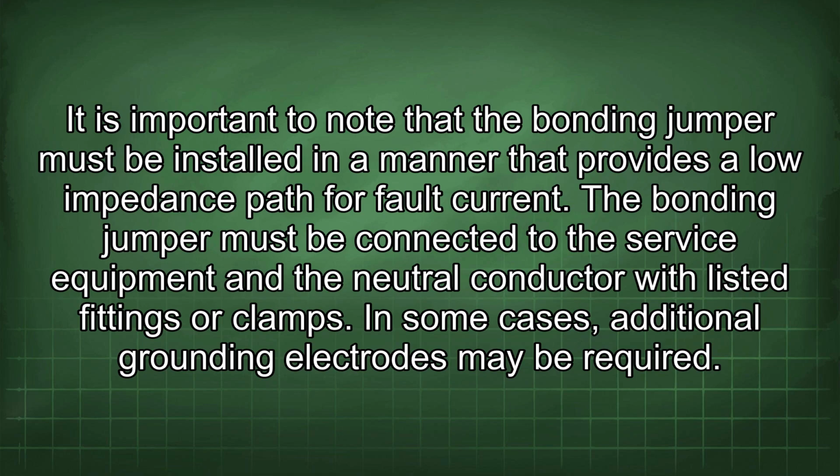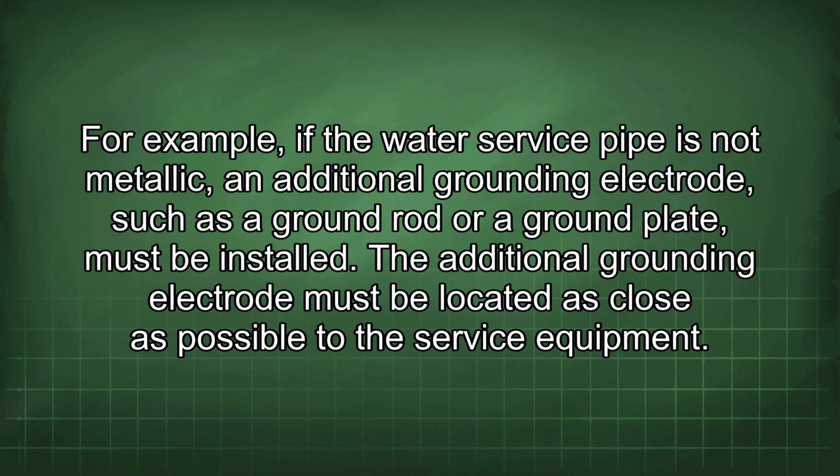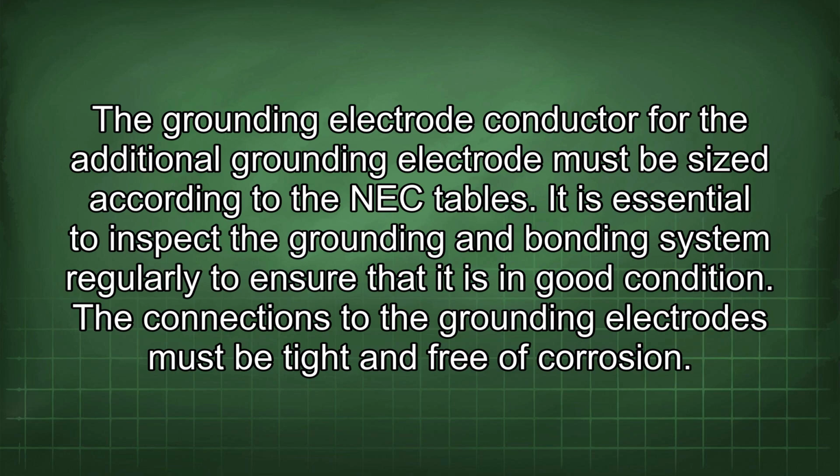In some cases, additional grounding electrodes may be required. For example, if the water service pipe is not metallic, an additional grounding electrode, such as a ground rod or a ground plate, must be installed. The additional grounding electrode must be located as close as possible to the service equipment. The grounding electrode conductor for the additional grounding electrode must be sized according to the NEC tables.